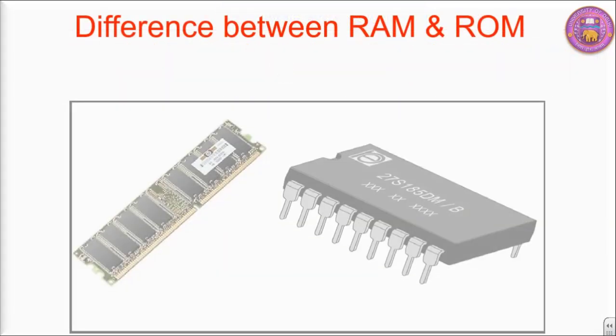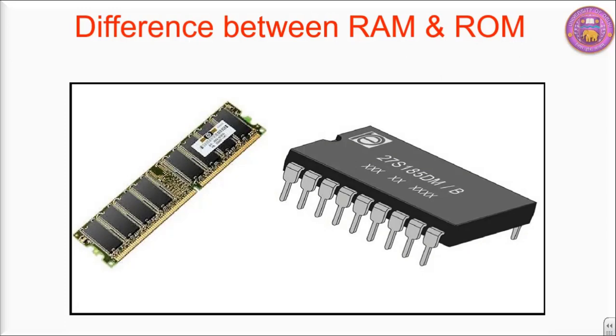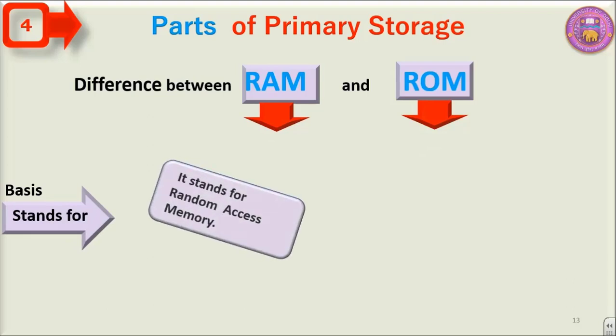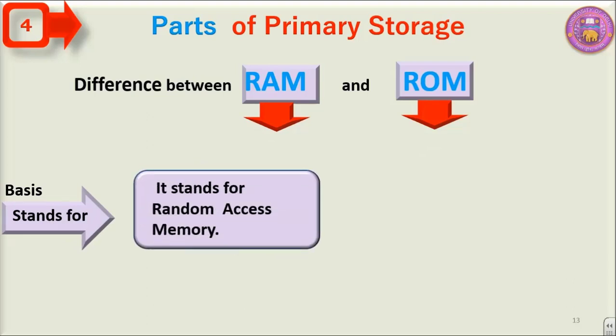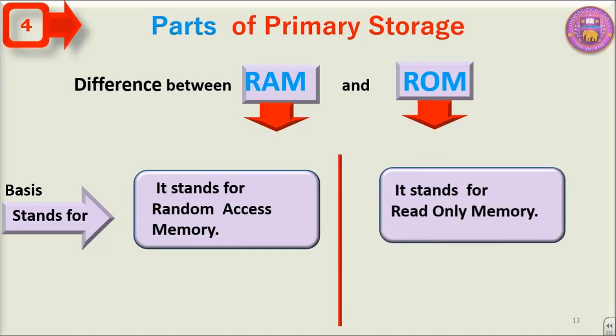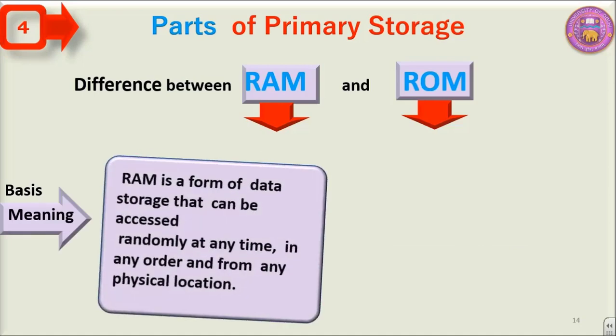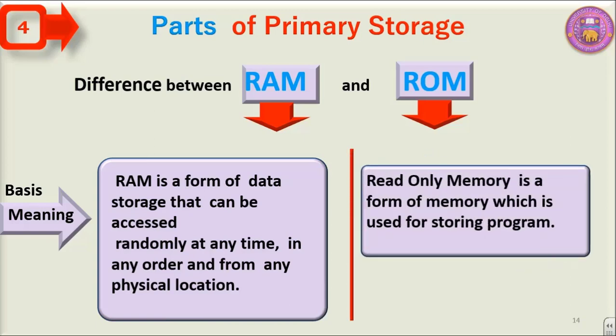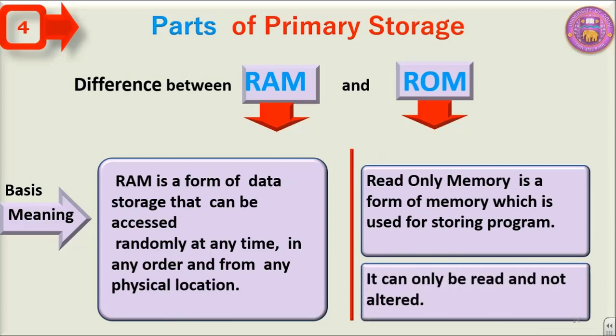Now let us move on to the differences between RAM and ROM. Basis: stands for. RAM stands for random access memory, whereas ROM stands for read-only memory. Meaning of RAM: RAM is a form of data storage that can be accessed randomly at any time, in any order, and from any physical location. Whereas ROM is a form of memory which is used for storing programs. It can only be read and not altered.